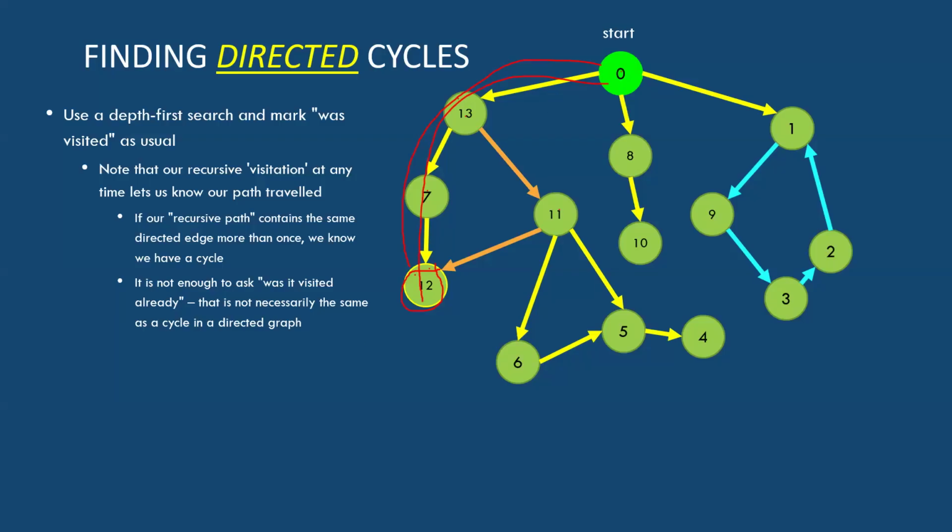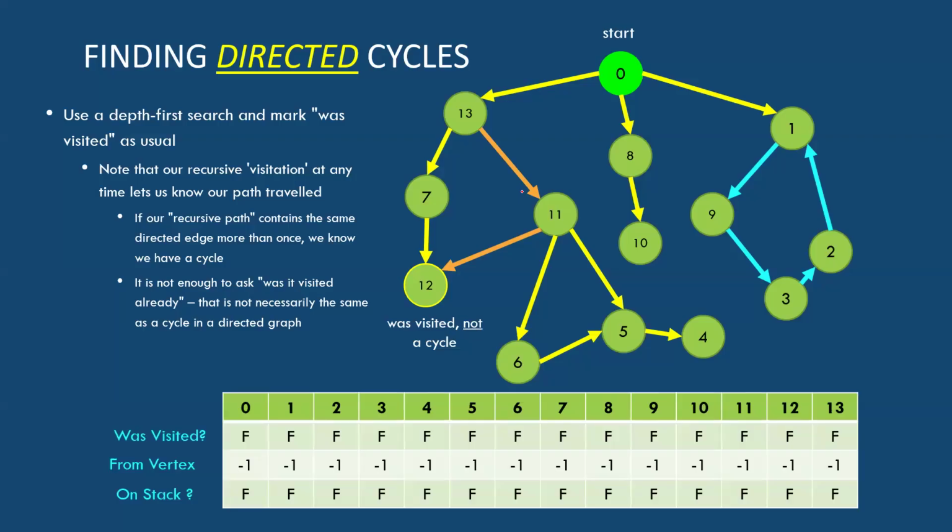Because I came down this way and then I erased my recursive stack and then I came down this way, okay? It's still visited. It's just not on my current recursive stack. So that is not a cycle. That's what we're saying here. It's not enough to ask, was it visited? We need to know if it is in the current stack for our recursive travels. And each time we do that, we kind of clear the stack. So here's our data we have to keep: from vertex, was visited, and is it currently in my recursive stack.